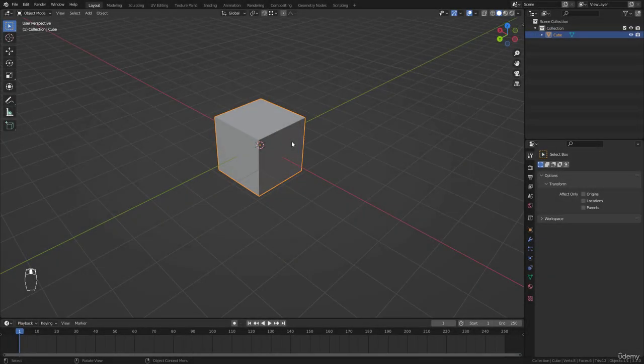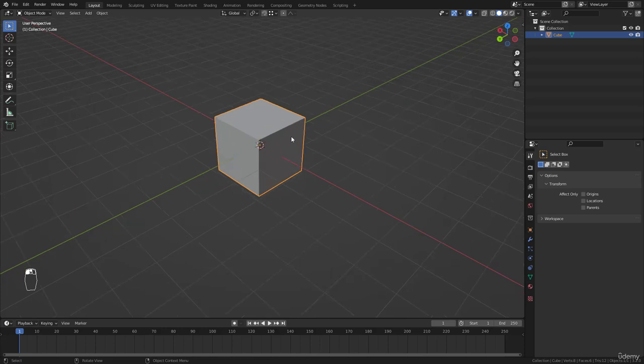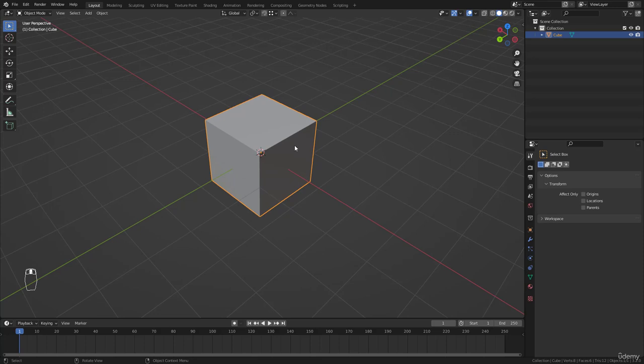So from this lesson, we are going to start learning all of these options here, right? In this lesson, we are going to look at transform orientations, this part of these options. Remember, I'm in object mode. I'm not in edit mode anymore because I'm not going to model or change this object.